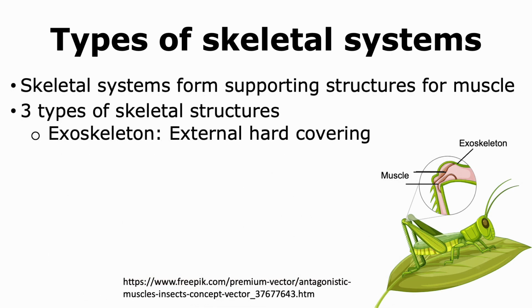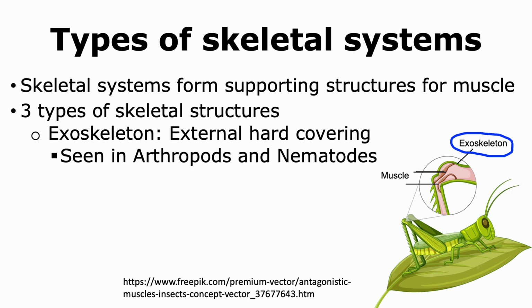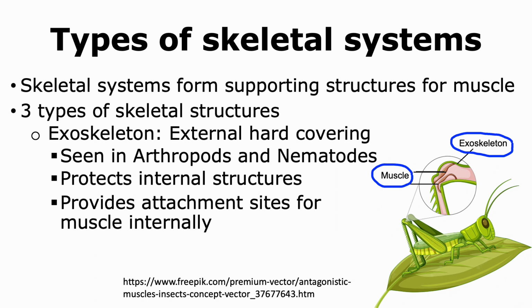Another type of skeletal system is an exoskeleton, which is an external hard covering. The exoskeleton, as shown here, is seen in arthropods and nematodes. It is able to protect the internal structures of the animal, but it also provides attachment sites for muscles. These muscles are present inside the organism and are able to attach to the exoskeleton.